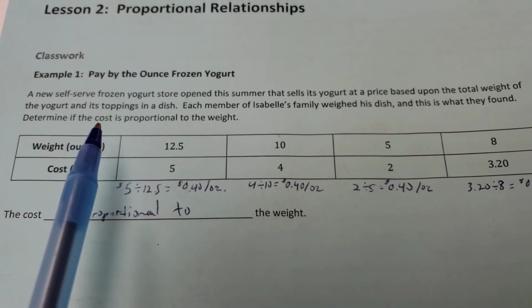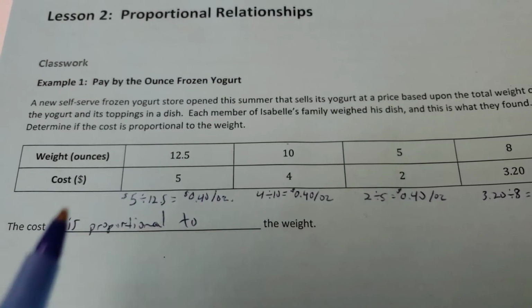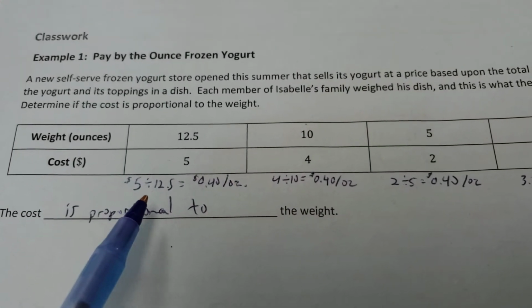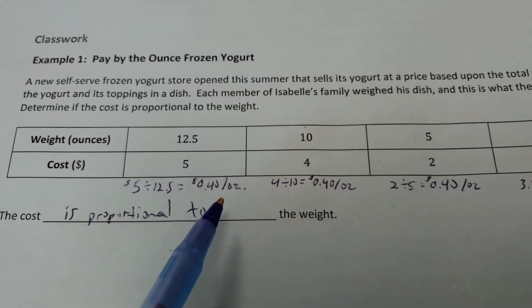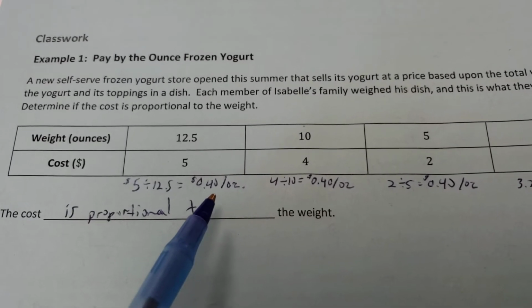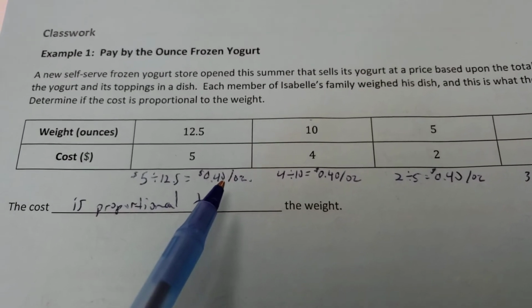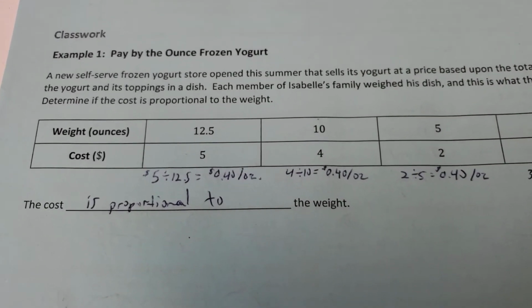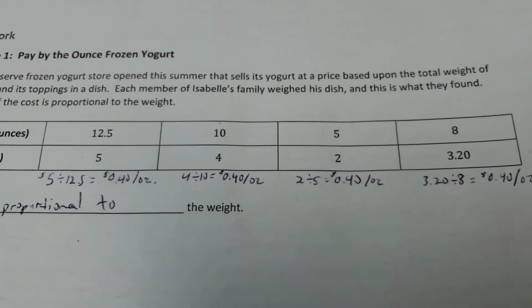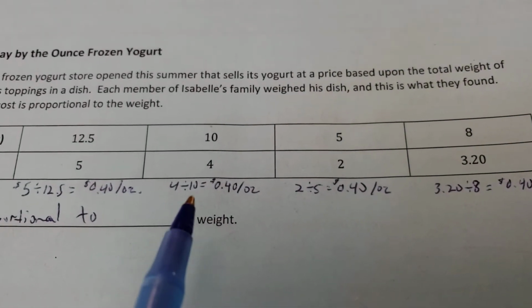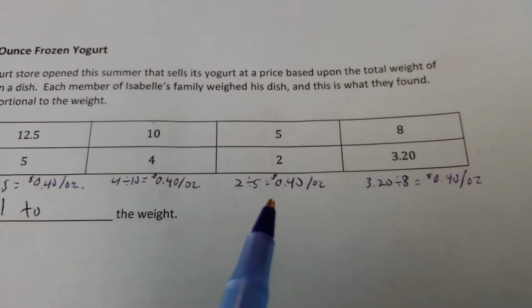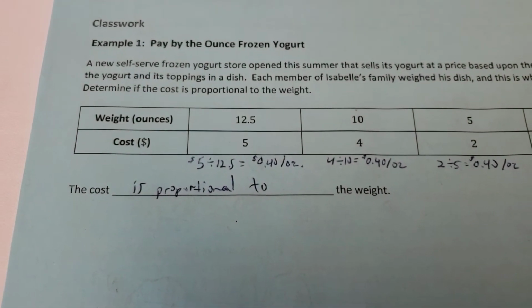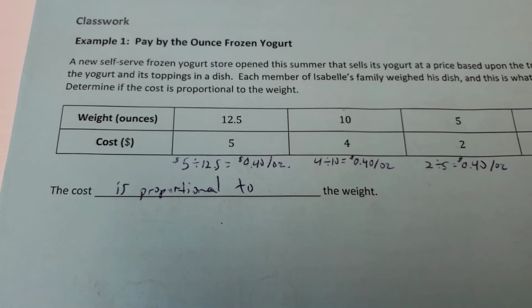So I'm going to take the cost and divide it by the weight, which is normally how we'd set up a rate anyways, with money first. So take 5 divided by 12.5, I get 0.4 on your calculator, but obviously since it's money, I have to go 2 places past and put a 0 there, so 0.40, or 40 cents per ounce. And I keep doing the same thing. I take the money divided by the ounces, and all the way through, I kept getting 40 cents per ounce. So since it's the same consistent rate, I'd say the cost is proportional to the weight.